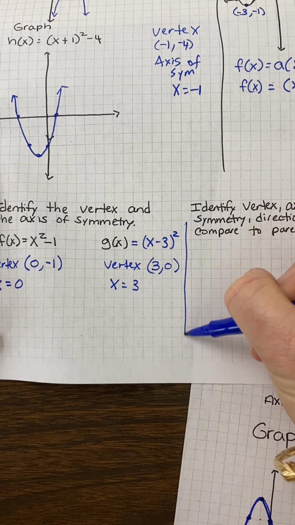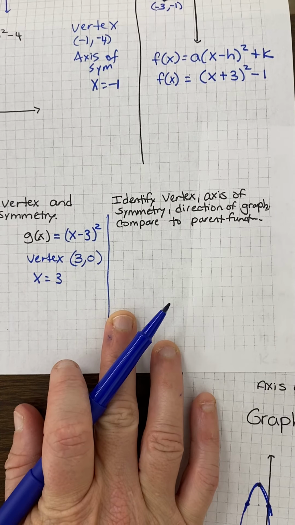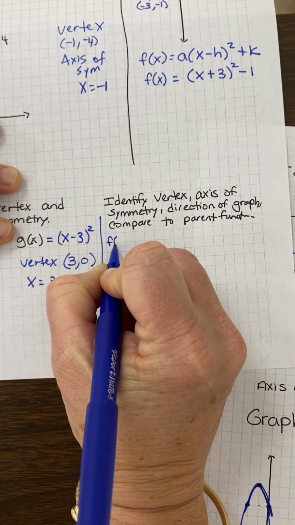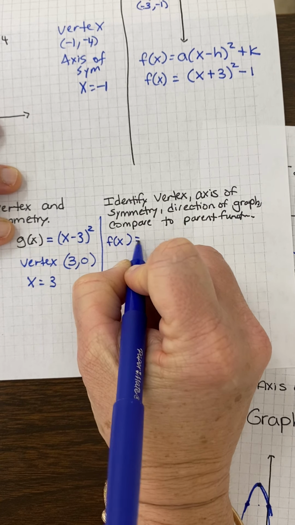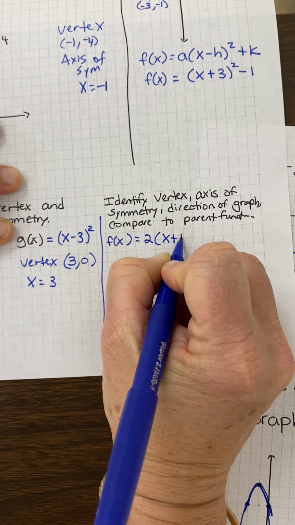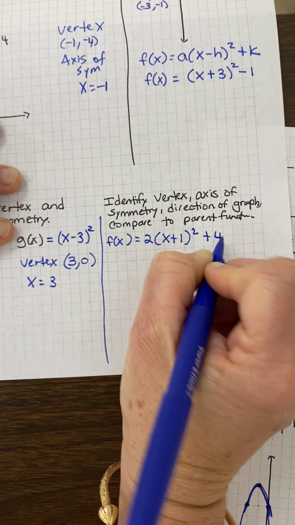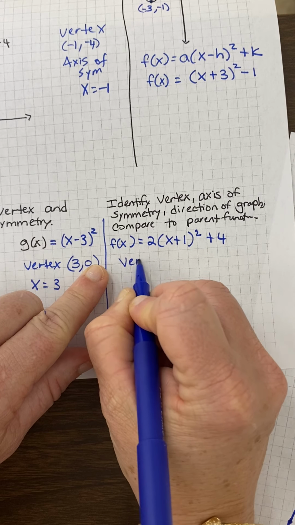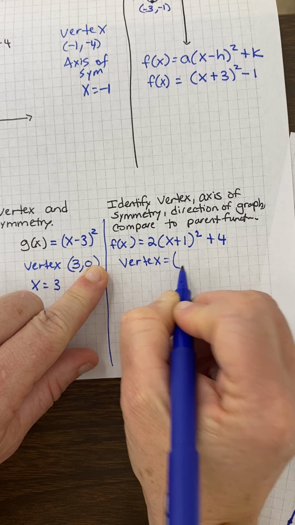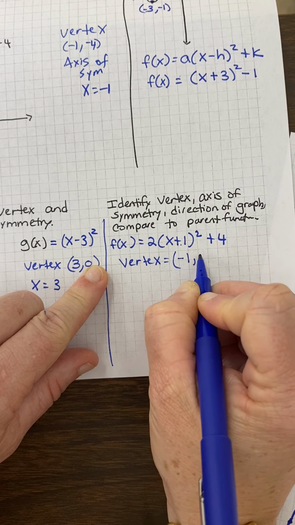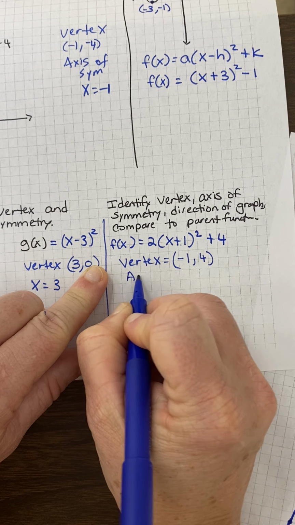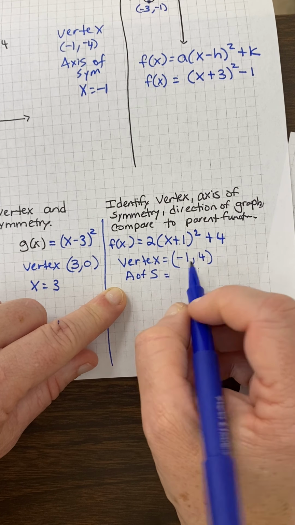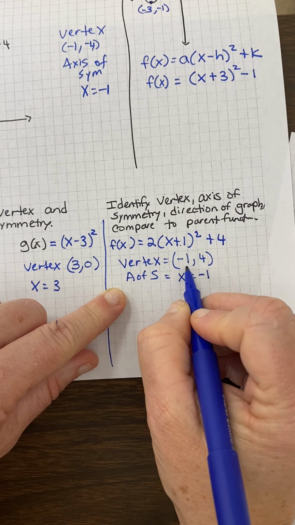All right, on this next section, I wanted to compare, and I made up 2 equations. Let's try f of x equals 2(x plus 1) squared plus 4. So what does this tell us? Let's see, what is the vertex? Let's start off with that. The vertex is the opposite of this, -1, 4. The axis of symmetry, sometimes people will say AOS, is x equals -1.